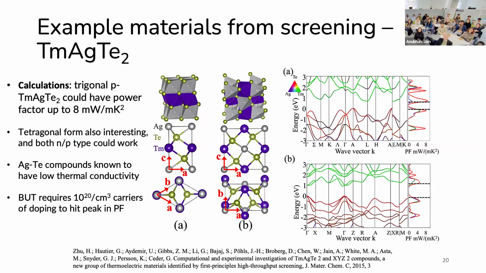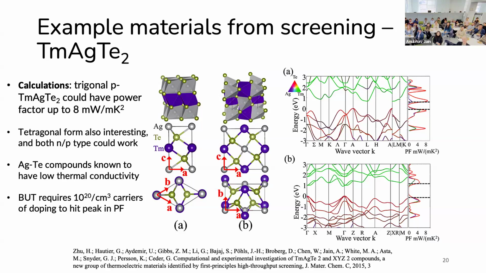We thought this one was interesting because there are two crystal structures, and regardless of the one that we made, it could actually have interesting thermoelectric properties. We also didn't know if it was going to be N-type or P-type because we can't predict the carrier concentration, but both of them looked like they could be pretty interesting. And then our experimentalist colleagues have been working a lot with silver telluride compounds, which they knew had low thermal conductivity. So that gave us a little more confidence in this as well.